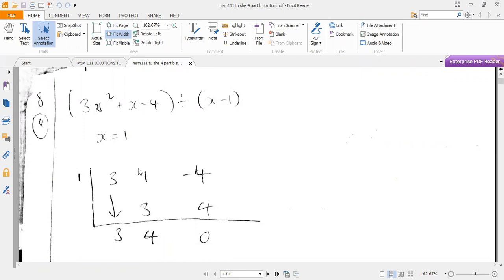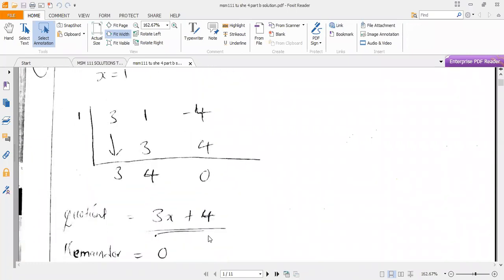Then the first thing you do is you drop down this 3 when you're using synthetic division. You drop down the 3, then you start. 1 times 3 is 3, you put a 3 there. So now 3 plus 1 is 4. You get it? And then you do the same again. 1 times 4 is the 4 we're getting here. So now 4 minus 4, we're getting a 0 there.